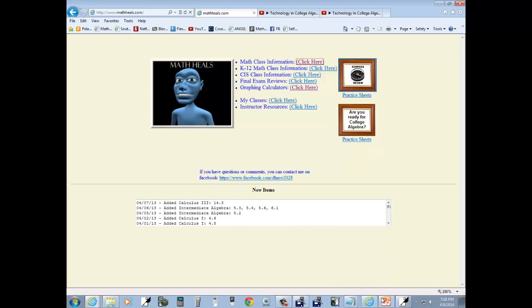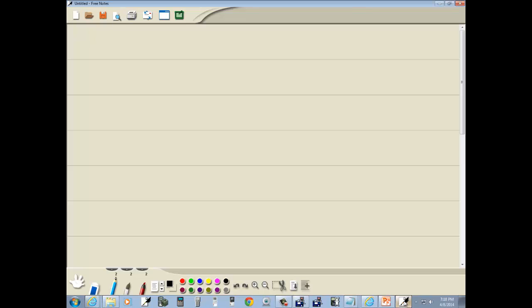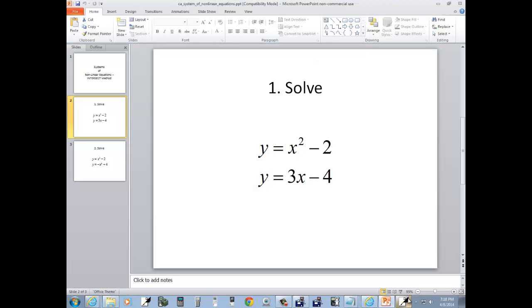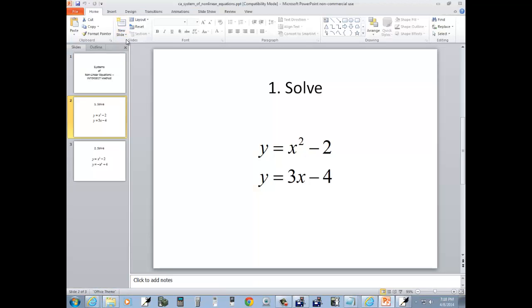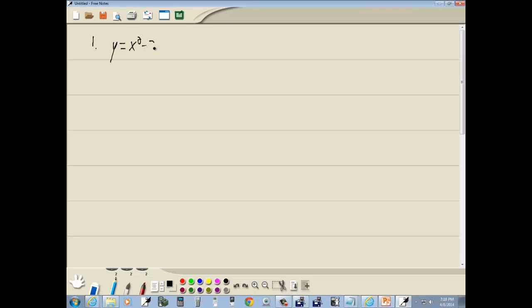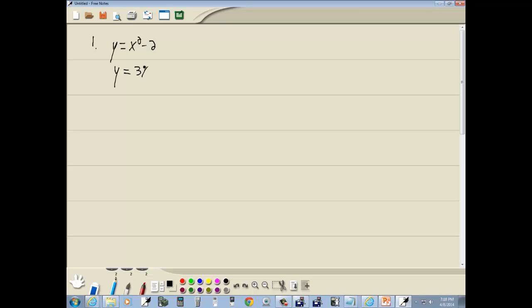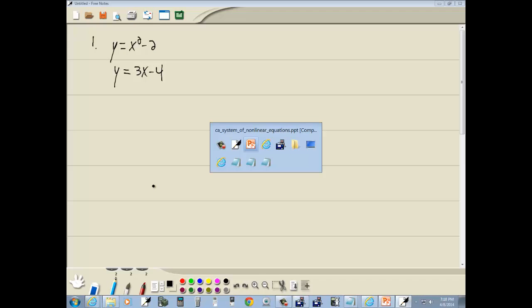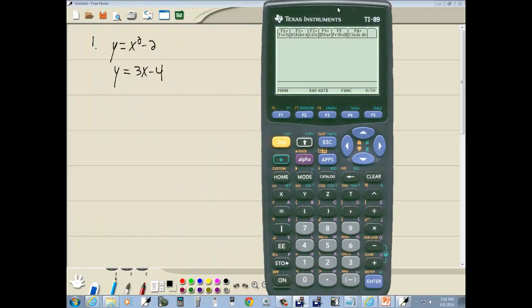Okay, now let's go back and find our first one here. y equals x squared minus 2 and y equals 3x minus 4. Now this method works out nicely if you can get y by itself. These are already by themselves, so it works out really nicely.